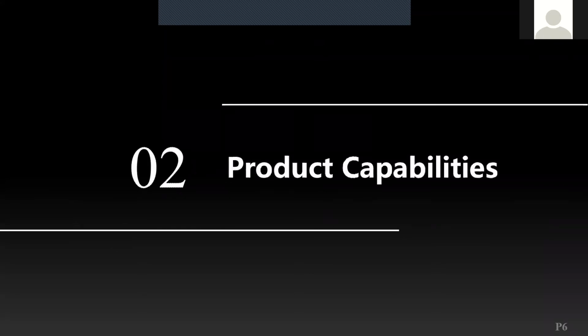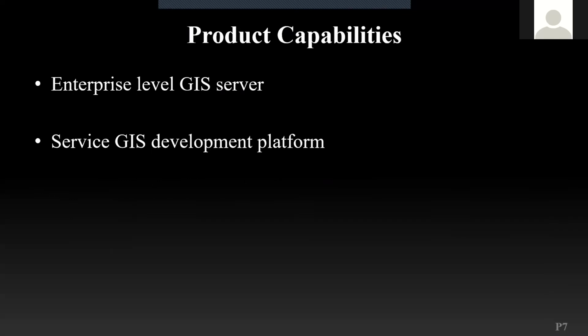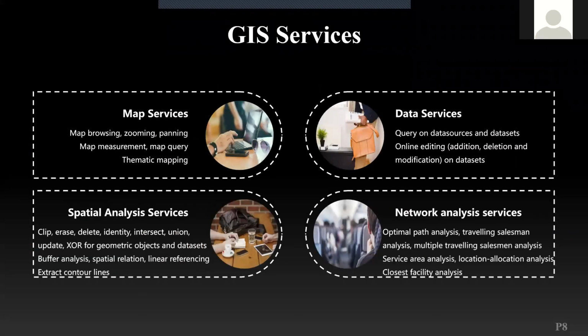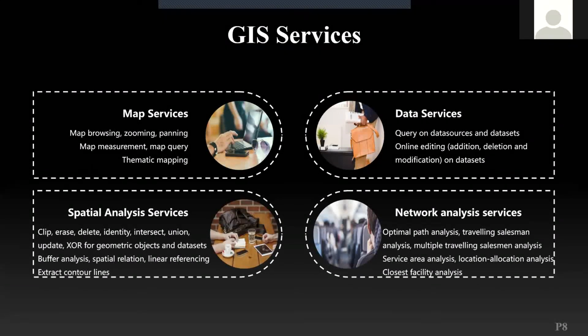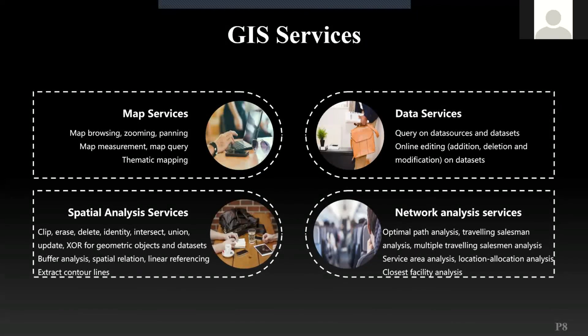Okay, and the second one is the product capability. iServer has the main functions of an enterprise level, JS server, and also a service JS development platform. So for the JS server, the main function or the core capability of iServer is that we can use it to publish services, right? And here we listed most of the services that can be published by iServer.